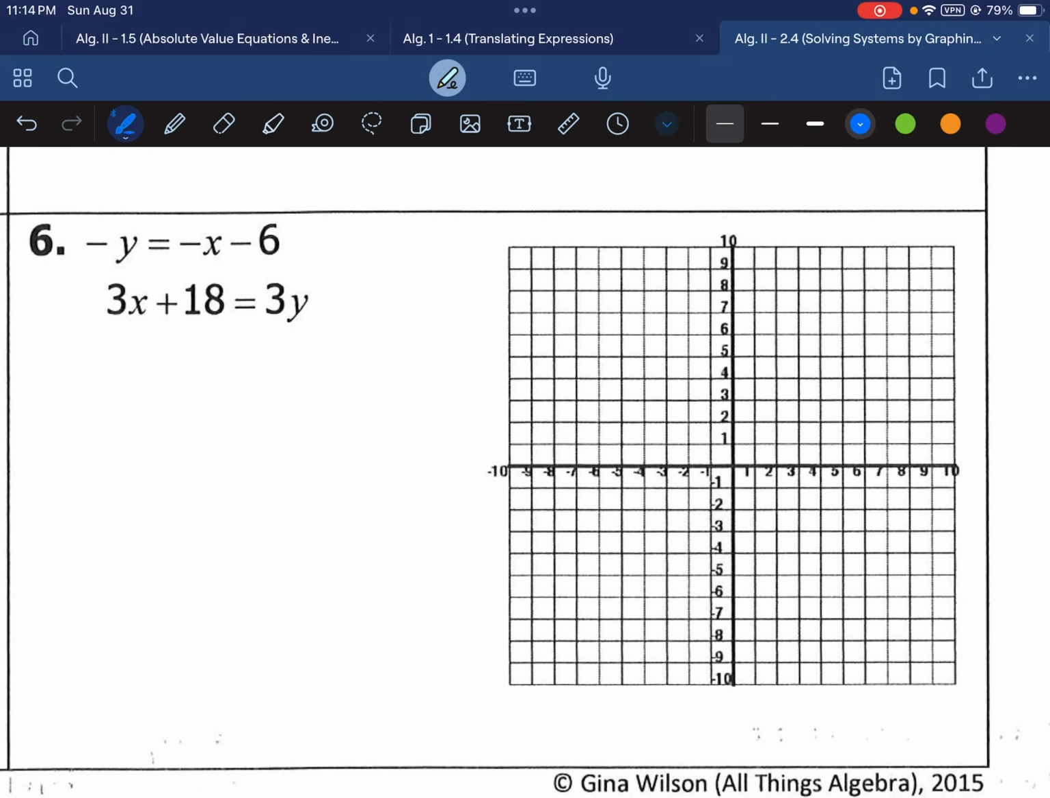Number 6, our last graphing example. This first equation, in order to get y by itself, I either multiply everything by -1 or divide everything by -1. And that yields y equals positive x plus 6. So the slope is 1 or 1 over 1, and the b is 6. So I'm going to go ahead and graph that, and connect all these dots.